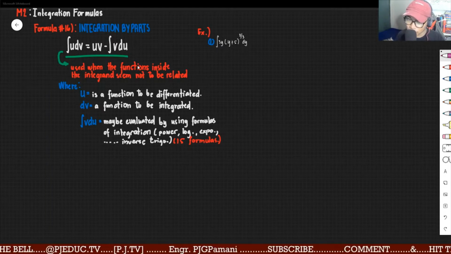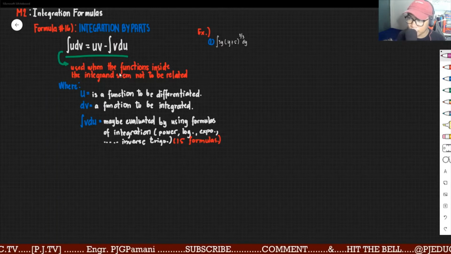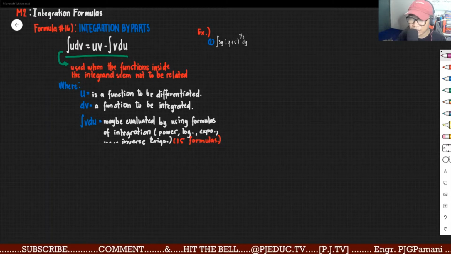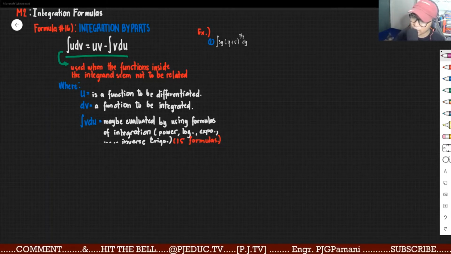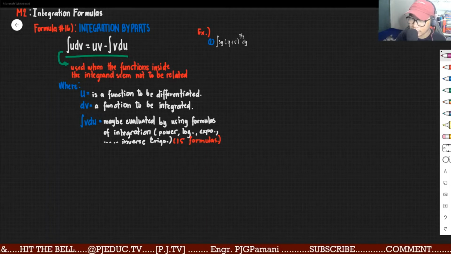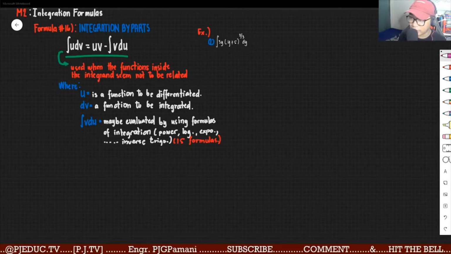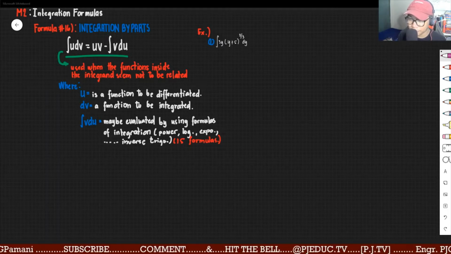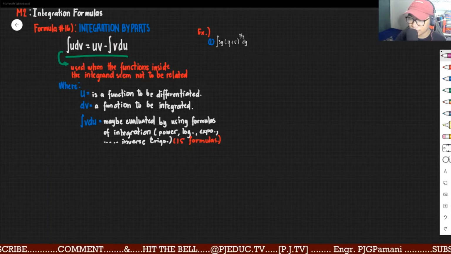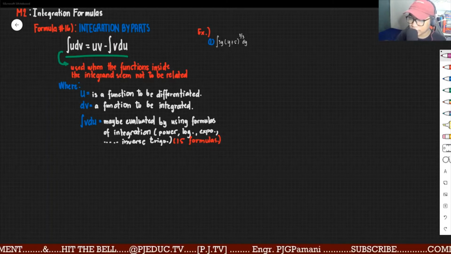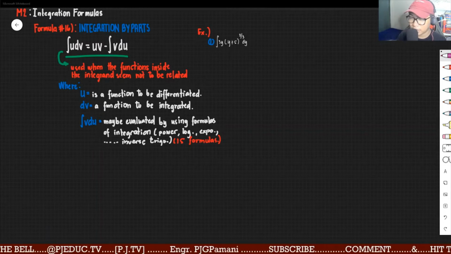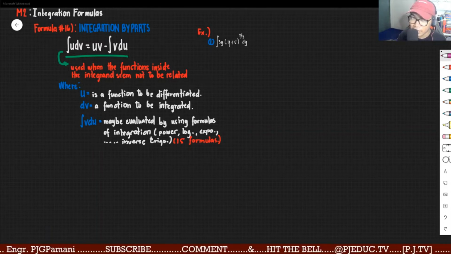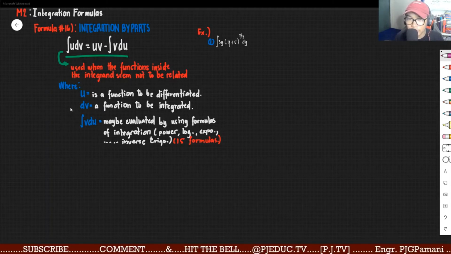This particular method or formula is now used when the functions inside the integrand seem like they're not related at all. So for instance, you have a multinomial or binomial term, and then it has a trigonometric function, or a single term that is now multiplied to a trigonometric function. Trigonometric functions with exponential terms, trigonometric functions with logarithmic terms, and so forth. Binomial terms to multinomial terms. That's it. So these are the following terms here.